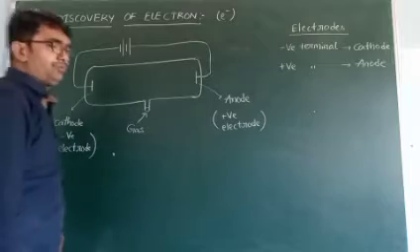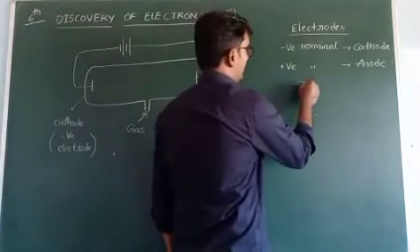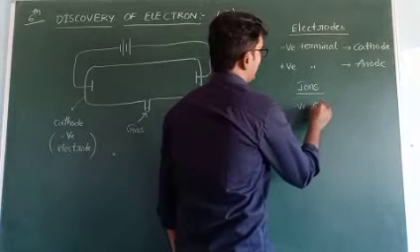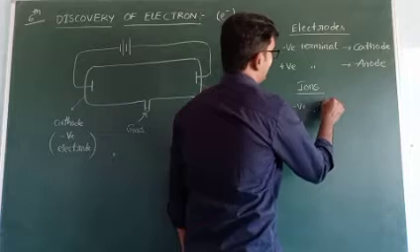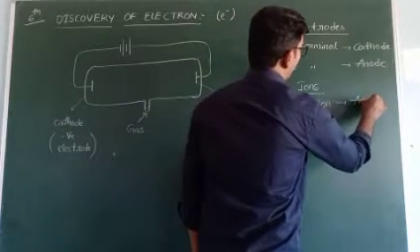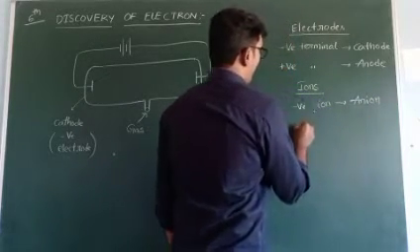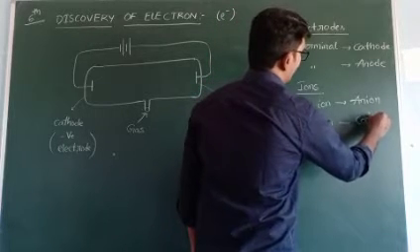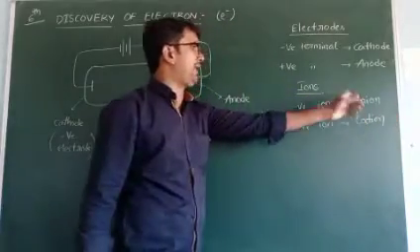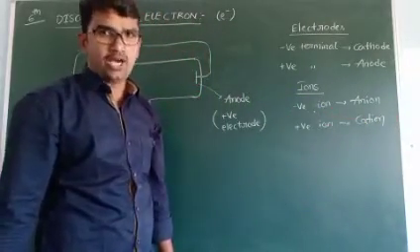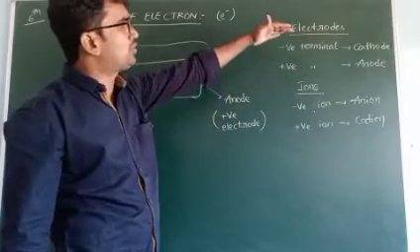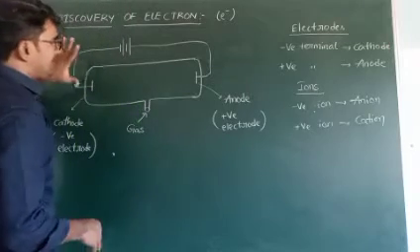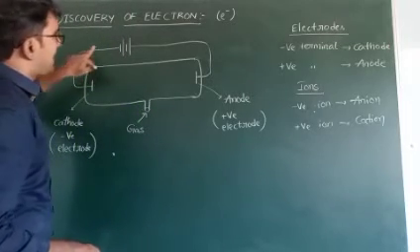Now, we know that ions, the negative ion is called anion, and the positive ion is called cation. Don't confuse cation and anion, these two are called ions. Cathode and anode, these two are called electrodes. Don't confuse. Okay, sir. So in this experiment, we are using cathode and anode.